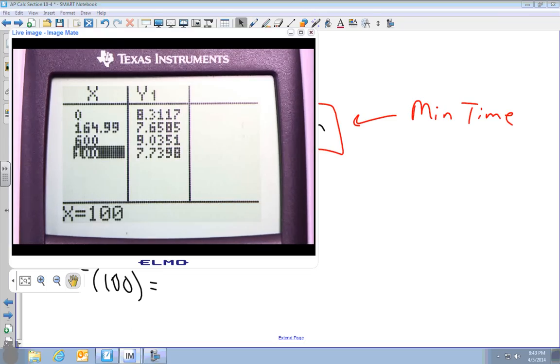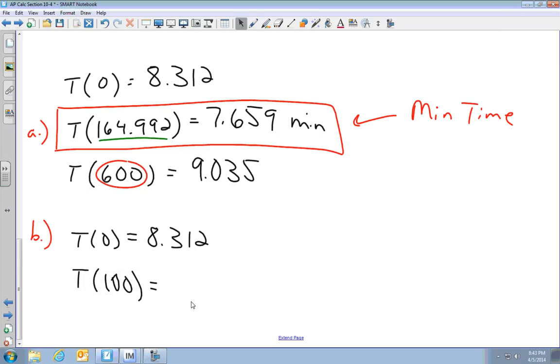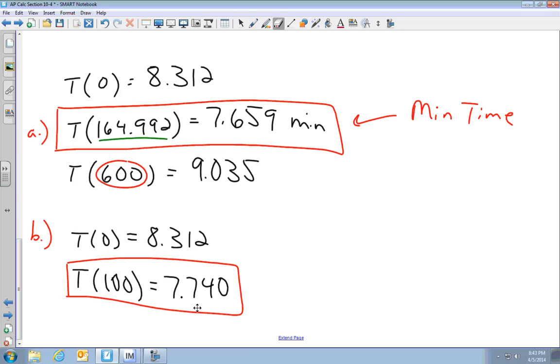So at 100 we get 7.740. And so the minimum in that case turns out to be at 100 right here. And this is in, oops, I should have put the units on there. Let me do that again. This is in minutes. So this is our minimum time.